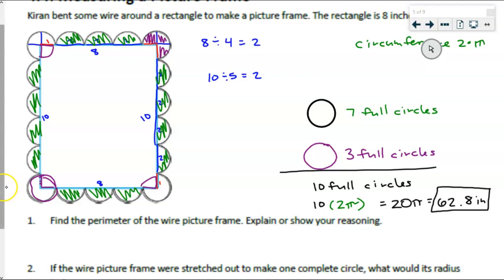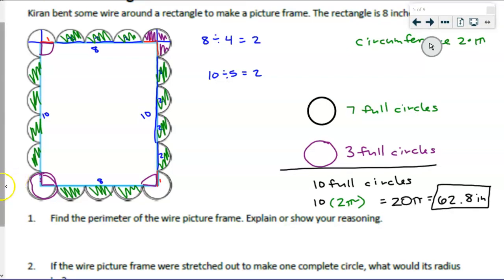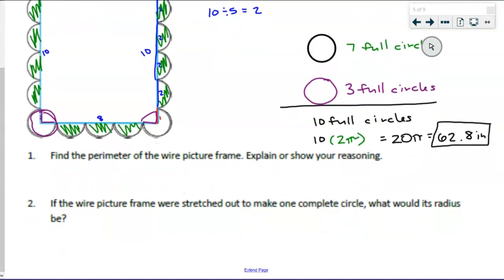Thank you. If the wire picture frame were stretched out to make one complete circle, so I'm taking all of this wire, and I'm going to stretch it out and make one complete circle, what would its radius be? Talk with your groups about that one. We'll come back together. We're going to pause the recording again.